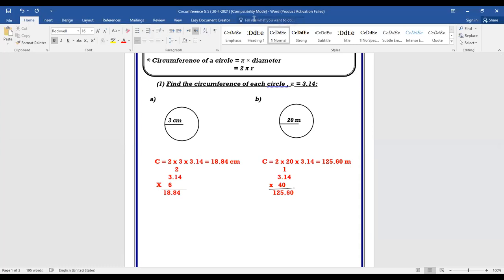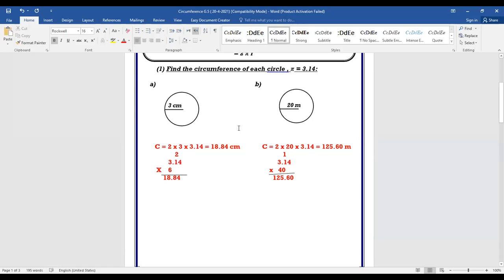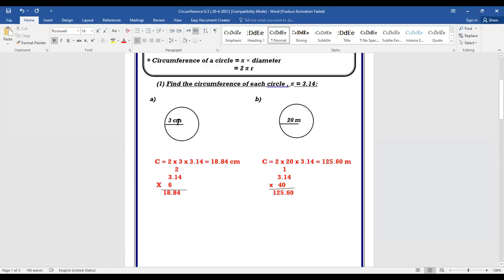Mr., how do we know if it's a diameter or a radius? You don't know the radius and the diameter? The diameter is a straight line joining 2 points on the circle. The radius starts from the center to the circle, right?